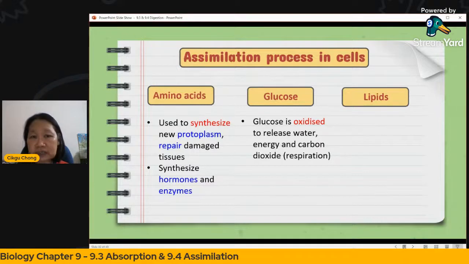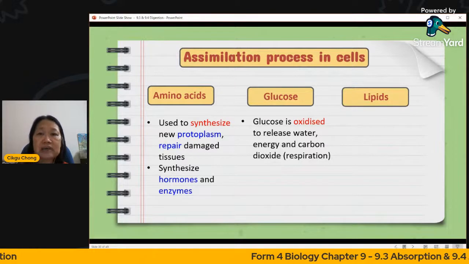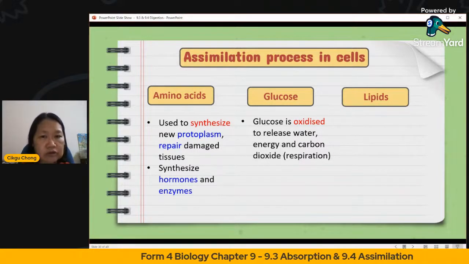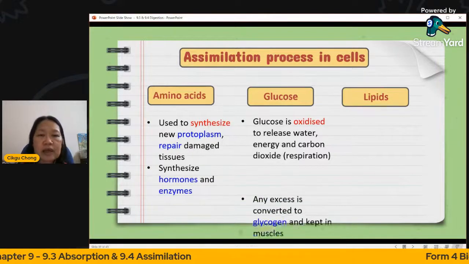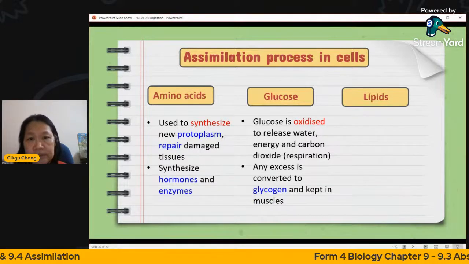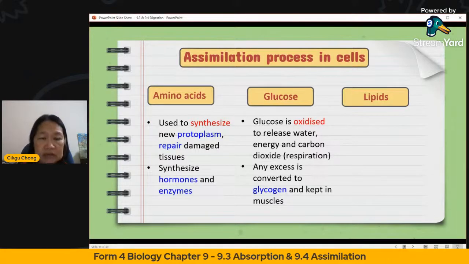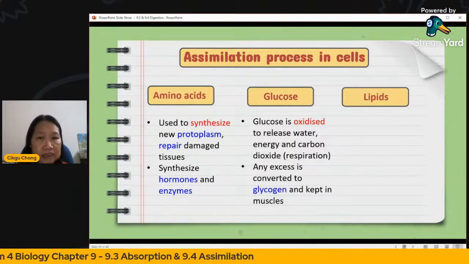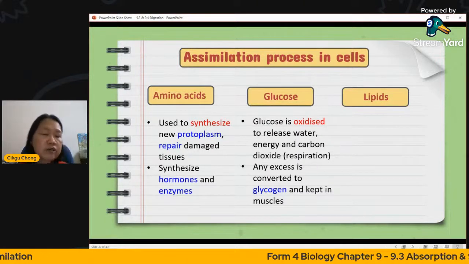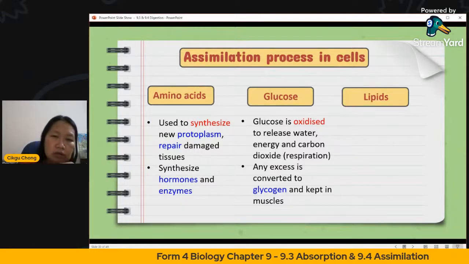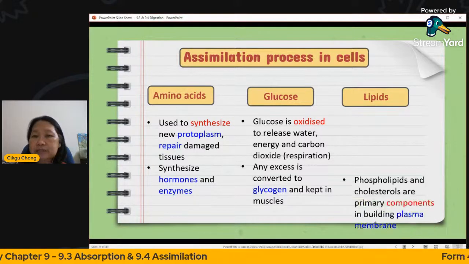For glucose, this is the main thing. You oxidize the glucose in cellular respiration to release water, energy, and carbon dioxide, so that you can survive the entire day. You are producing ATP every minute of the day with your glucose in your blood. And then any excess of glucose in your blood will be converted into glycogen and stored either in the liver or in the muscles. So here is in the body cells, in the muscles. Just now was in the liver. And then if your storage of glycogen is already maximum, your glucose will be converted into fat, and therefore you will gain weight.